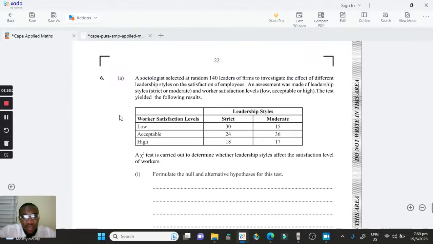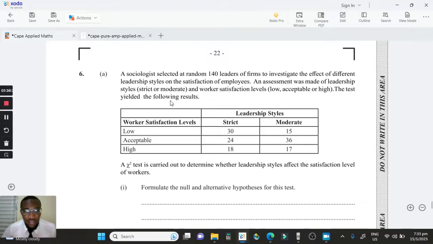That's it. Now, question number 6 says sociologists selected at random 140 leaders to investigate the effect of different leadership styles on the satisfaction of employees. An assessment was made of the leadership styles on workers. The test statistic is listed below. A chi-square test is carried out to determine whether the leadership styles affect the satisfaction level of workers. So write your null and your alternate.